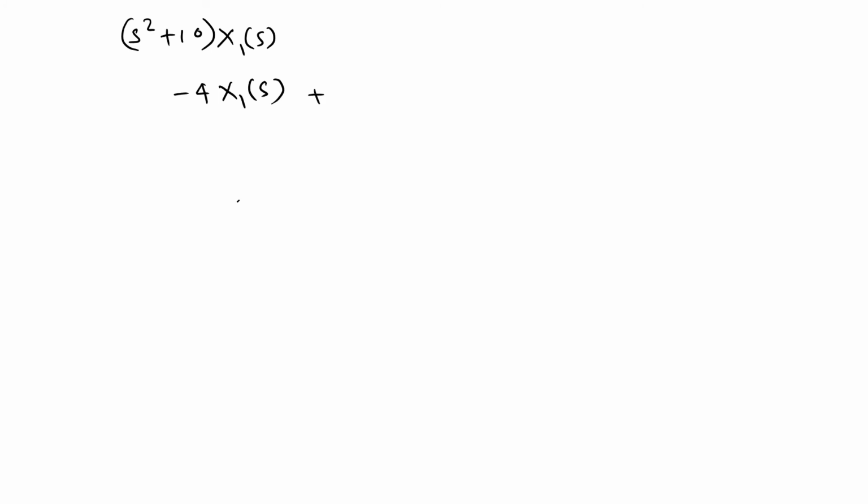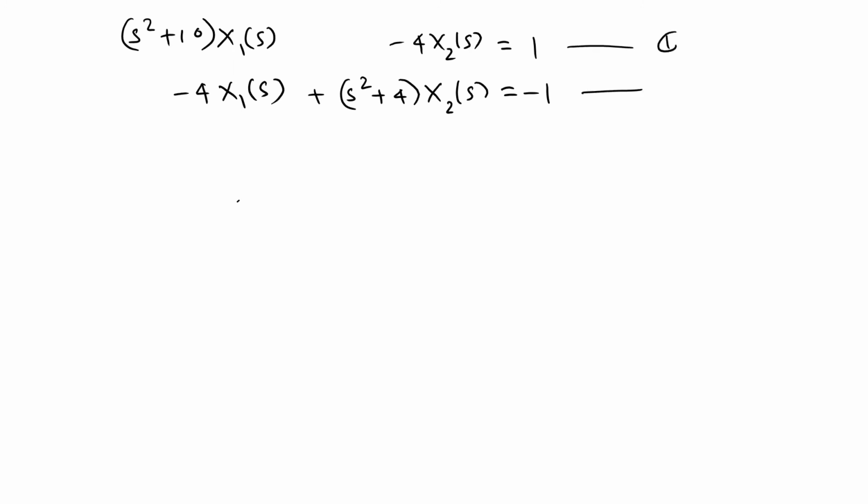Then we have s squared plus 4 x2s, and then we have negative 4 x2s, which is equal to 0. Actually not 0, this one is 1, this one is negative 1, so you get 1 and negative 1. I'm going to call this equation 1 and this is equation 2. This is the new system.